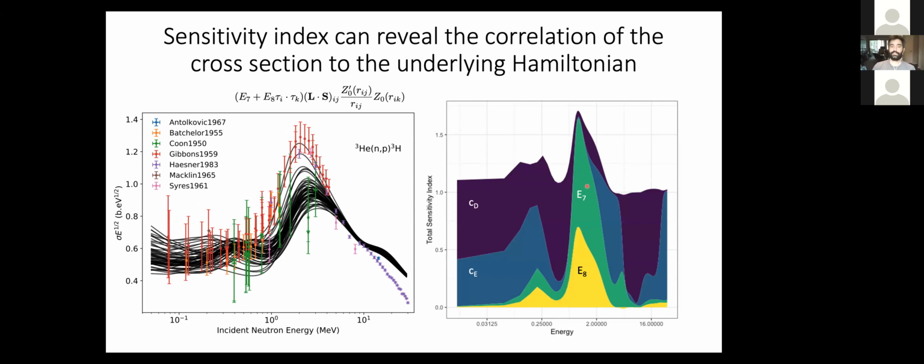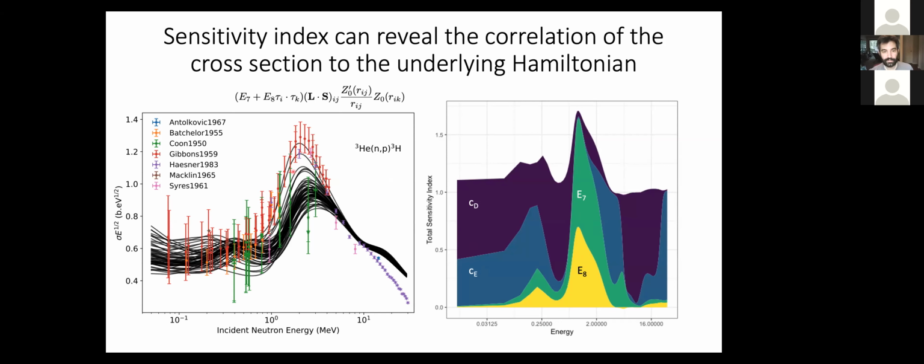what we can do is something else. We can look at the sensitivity of this cross section to all the low energy constants we are varying. And when we do this, we see that with increasing energy, there are different low energy constants that play a role in describing the cross section. So it's not simply a flat thing where CD affects the cross section this much, CE affects the cross section this much. It actually varies with energy. And in fact, you see that here, the E7 and E8 terms start playing a major role.